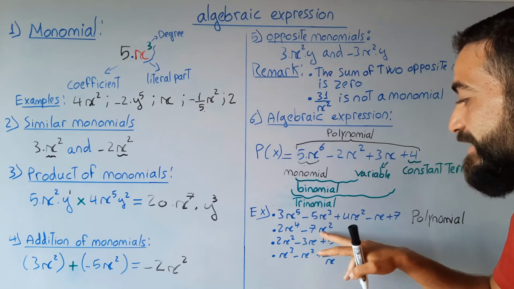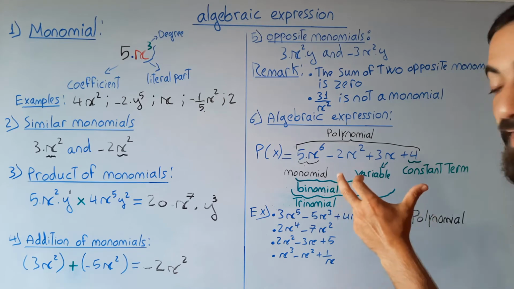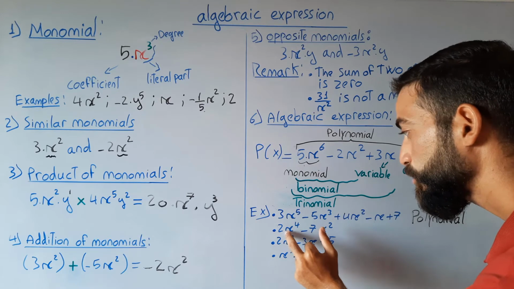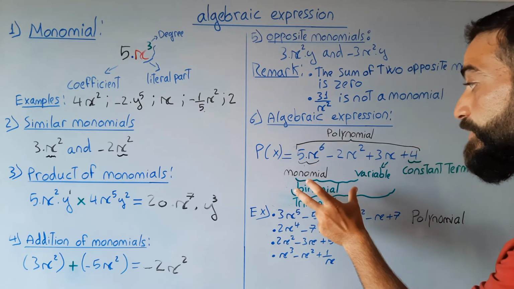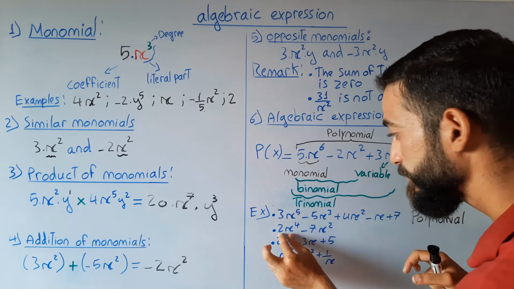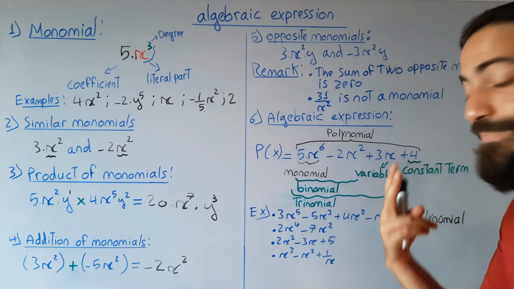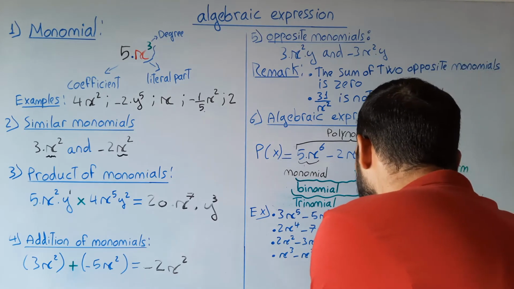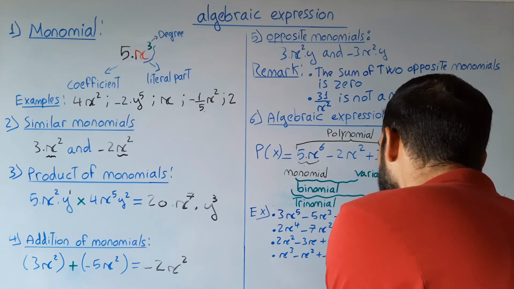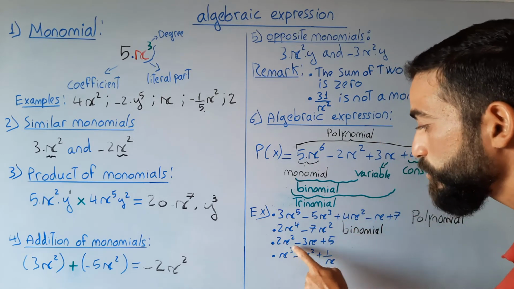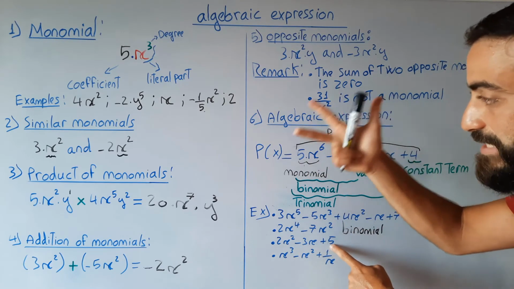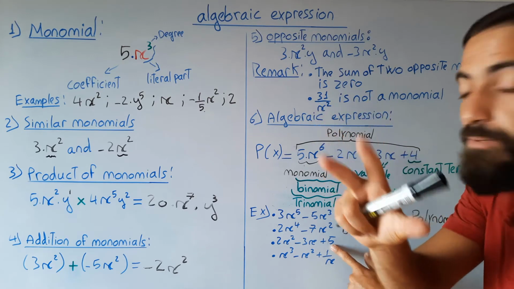2x^4 minus 7x^2 is a binomial, because it has two terms. 2x^2 minus 3x plus 5 is a trinomial.